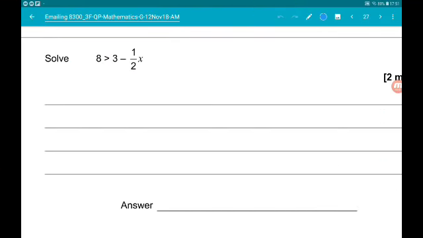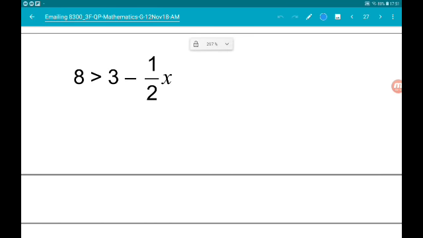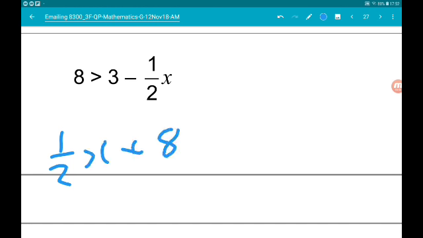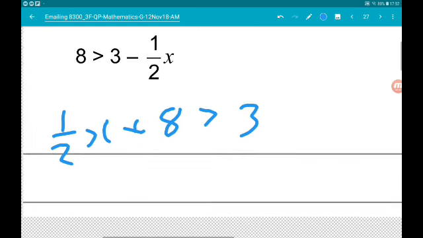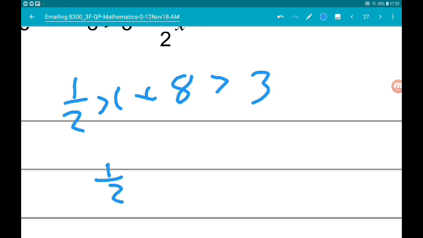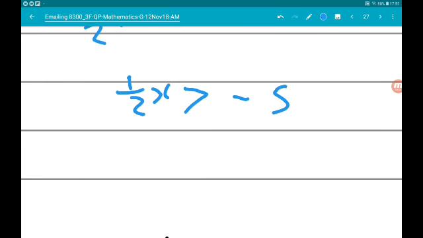28 for 2 marks wants us to solve 8 is greater than 3 minus half x. So, solving inequalities is exactly the same as solving equations. We want to get x on its own on one side and a number on the other. So, we definitely don't want a negative x term, so let's add half x to both sides. So we get half x add 8 is greater than 3. Take away the 8. Half x is greater than minus 5. And then to get rid of the half, multiply by 2, we get x is greater than minus 10. Boom.